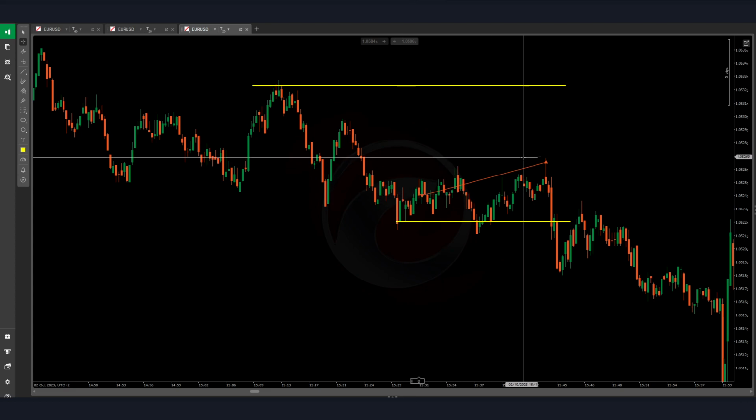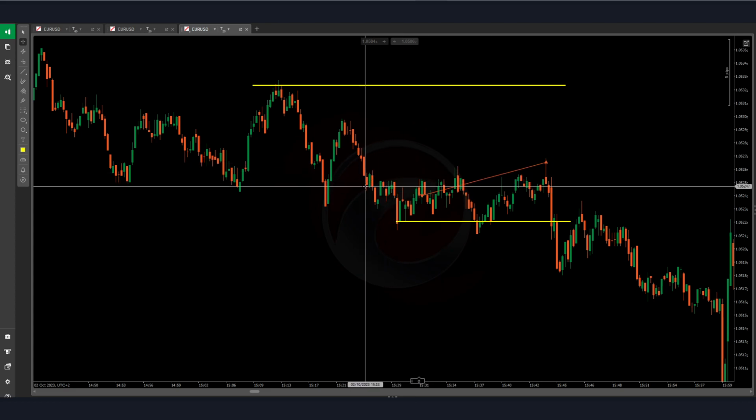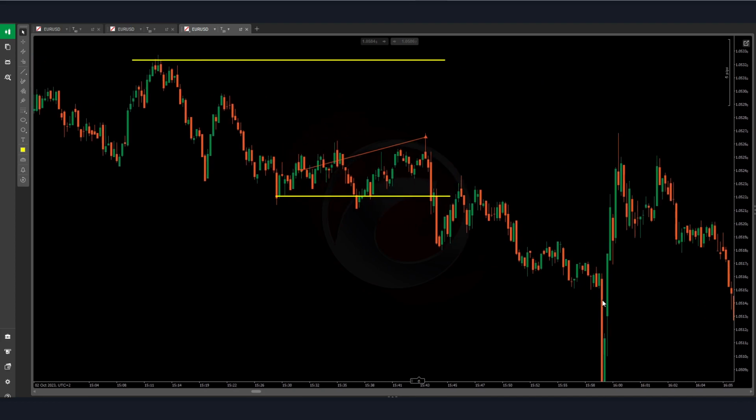And yeah, I don't know if I was using this area, I don't know. And then it will go in my direction.